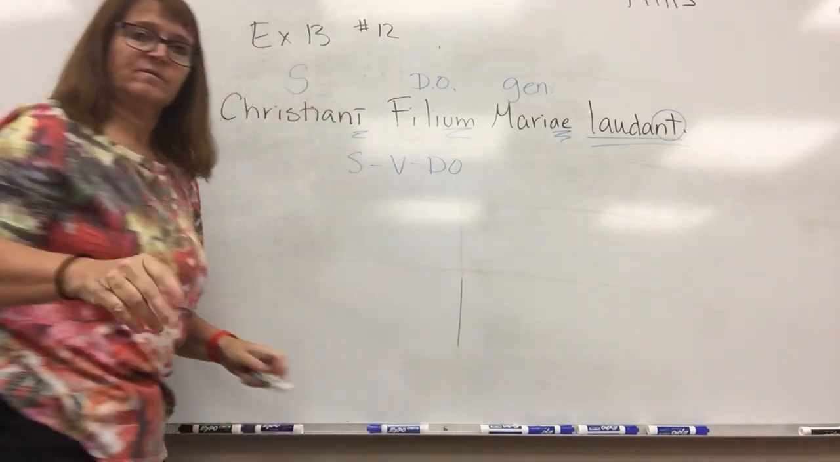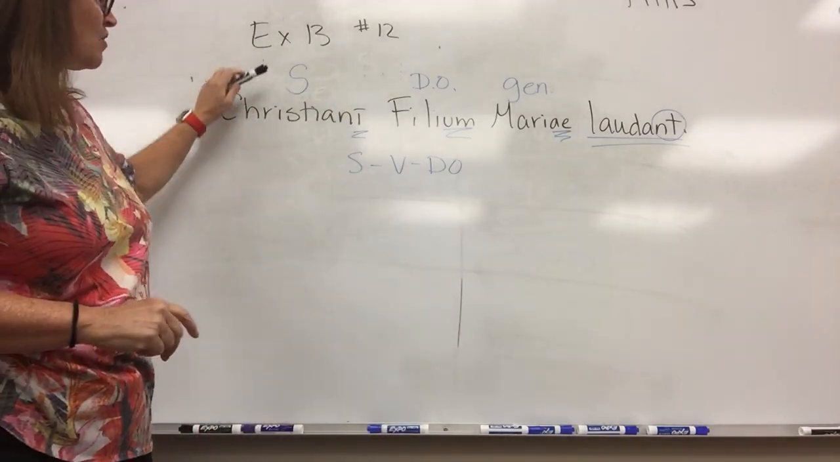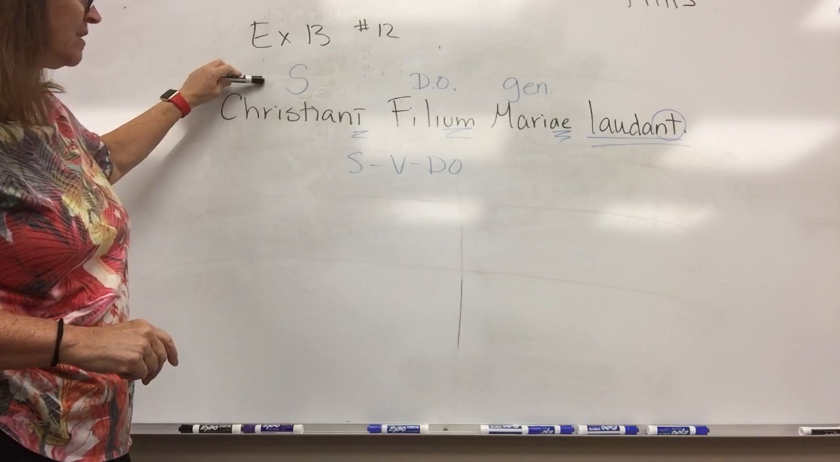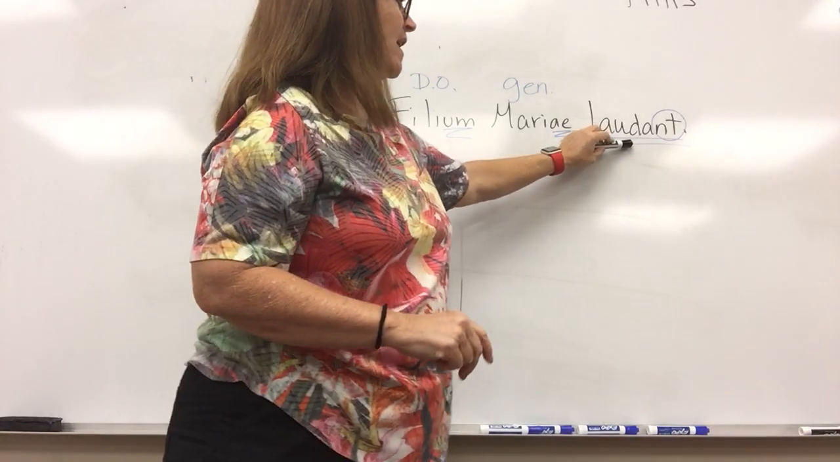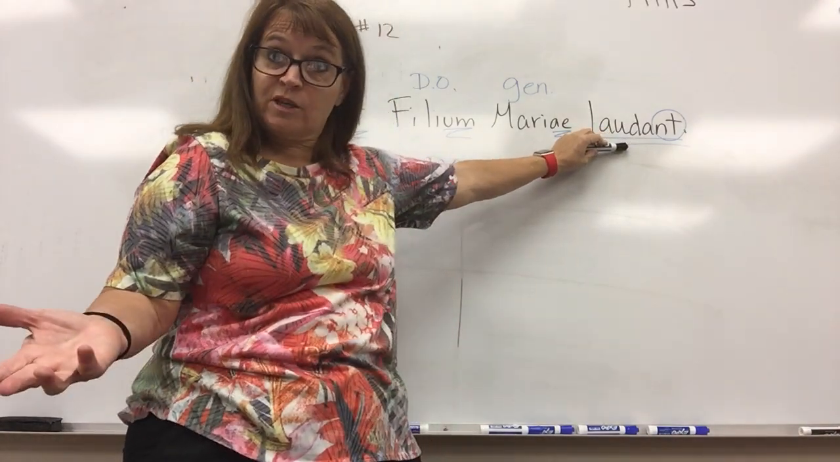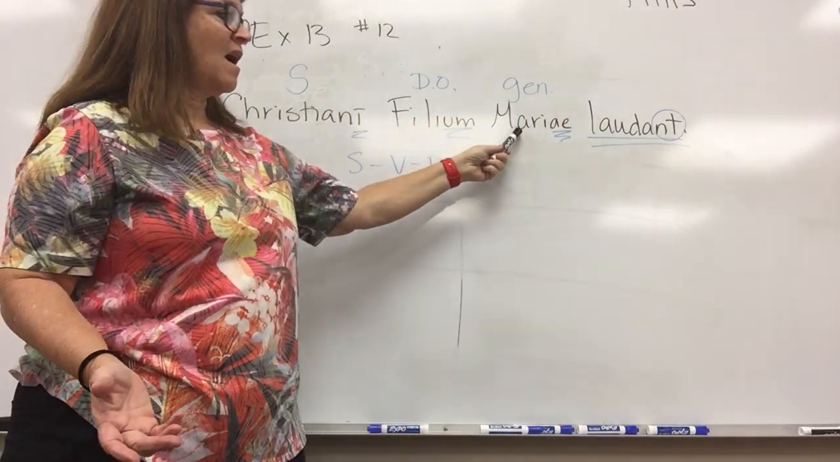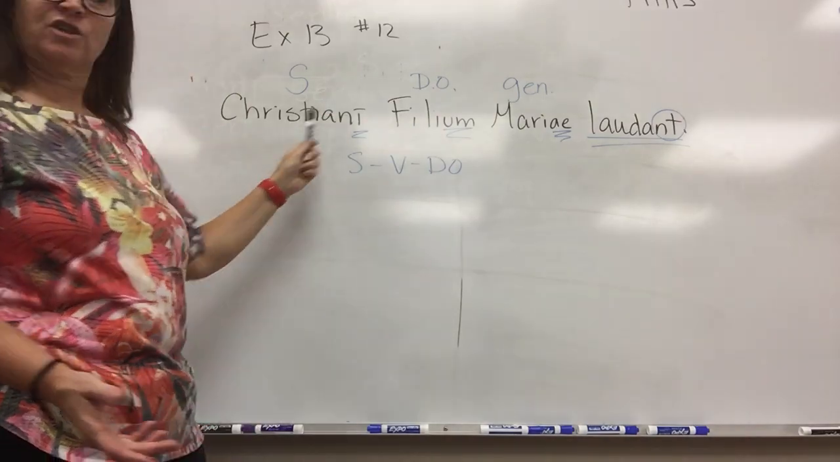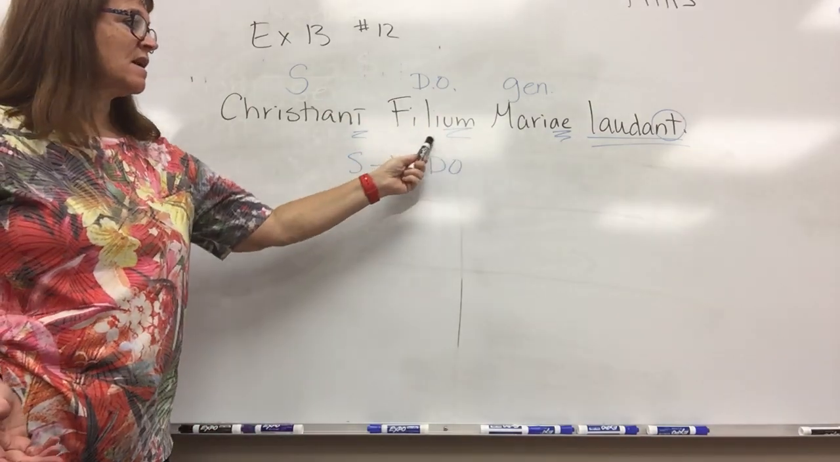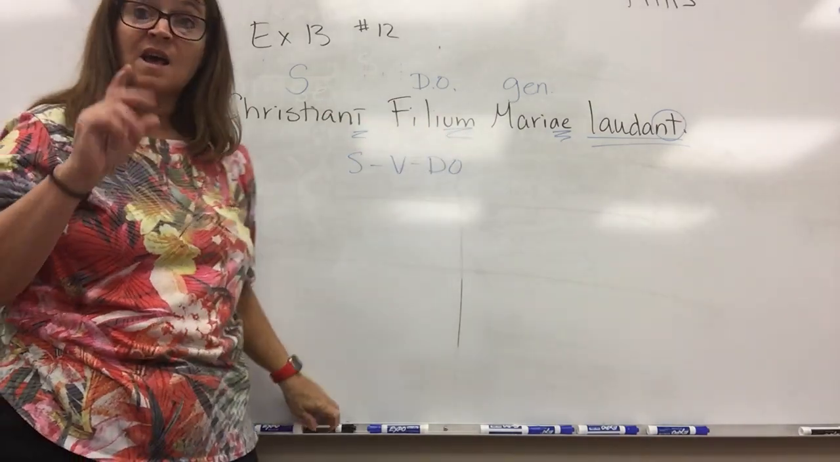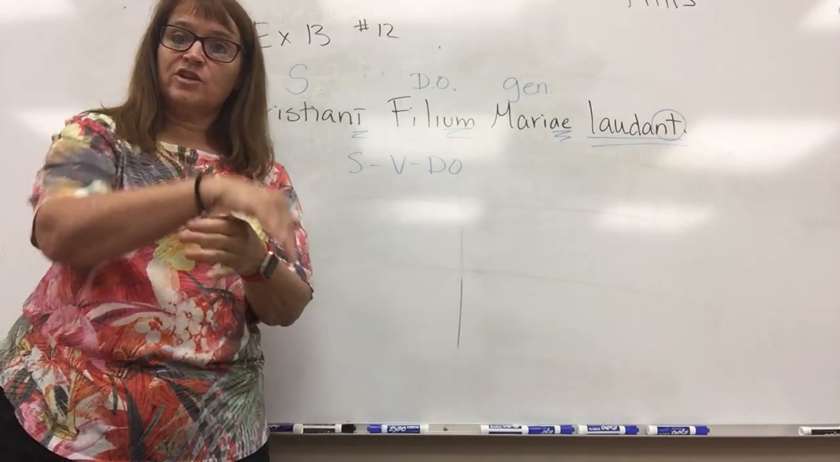Okay, so let's go. Ready? I'm not going to write it out. Just listen. So start with the subject, the Christians. And I'm going to jump to the verb, praise. Who do they praise? What's my direct object? They praise the Son of Mary. Christians praise the Son of Mary. So that's how we're going to add the genitive in.